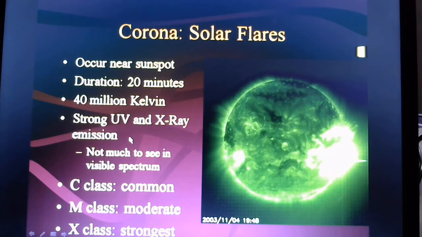So if you tried to look at the sun in the visible part of the spectrum where a solar flare was occurring, you would not see that much happening, though you'd probably see the sunspot down below it.